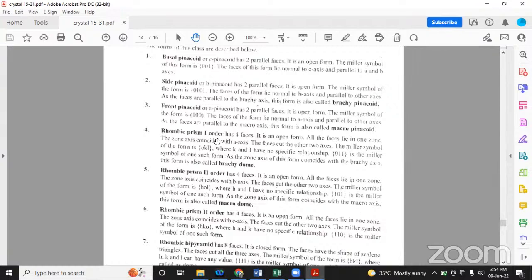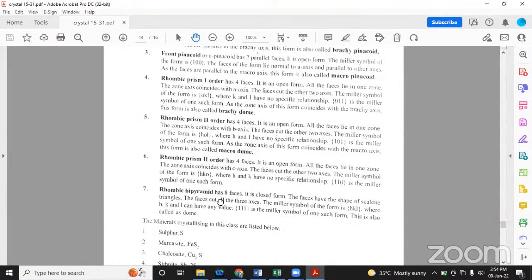And the rhombic prism first order is a prism. There is a brachydome, macrodome again, and the bipyramidal form, the rhombic bipyramid. It has 8 faces, with the HKL symbol. There are 4 faces with the H0L symbol, HK0 symbol, sorry. There are orthorhombic pyramid classes, with 2 planes of symmetry, 1 axis of two-fold symmetry, and no center of symmetry.